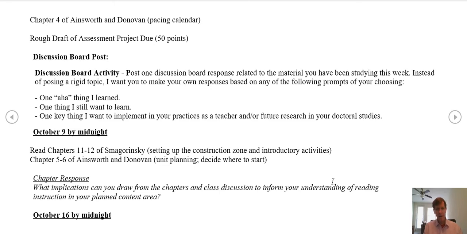October 9th, we get into chapter 11. For the week of October 9th, we get into setting up the construction zone as well as introductory activities, unit planning, as well as deciding where to start. What I mean by a construction zone, and this is basically a metaphor that Smagorinsky uses, think of your unit design as kind of like a house that students are going to live in during the time that they are your students.